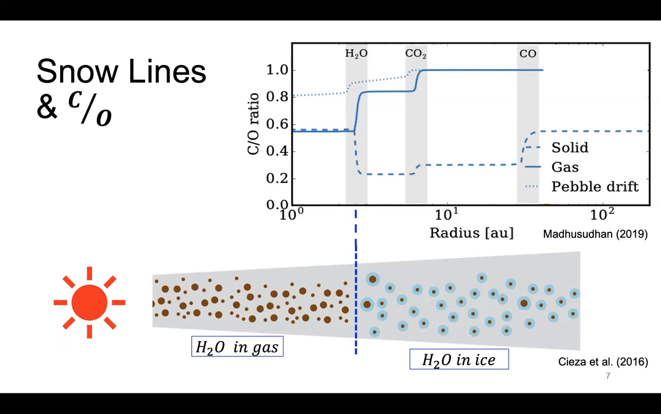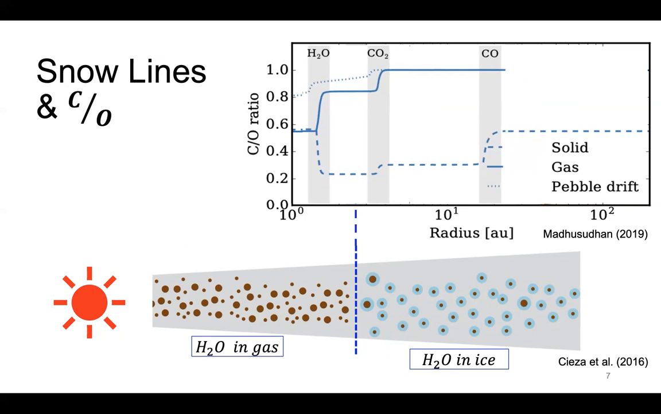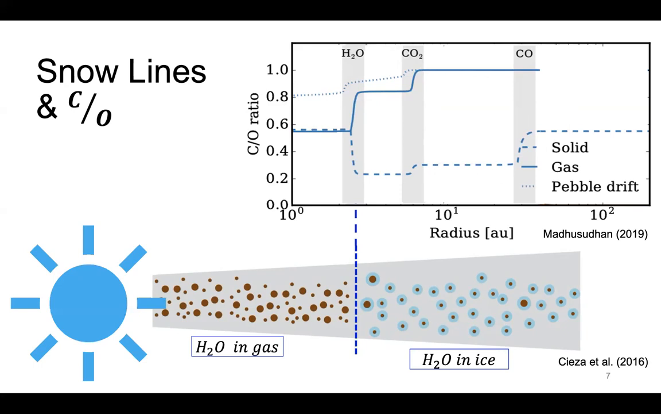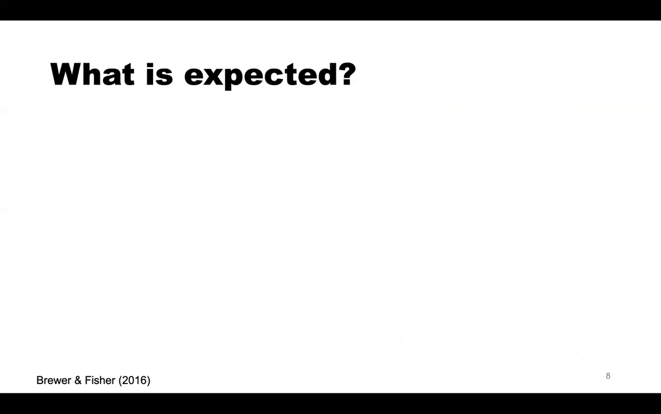But of course, it's more complicated, because the location of the lines depends on the host star and on the evolution of the host star. These snowlines will be changing over time. So this is a more difficult property. But what do we expect to find?